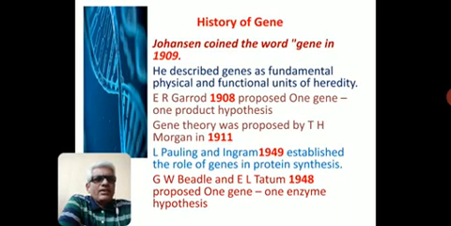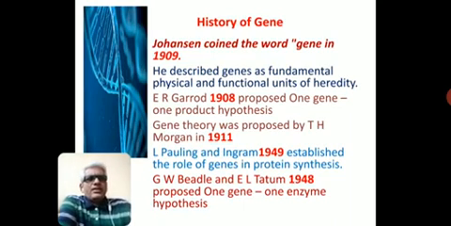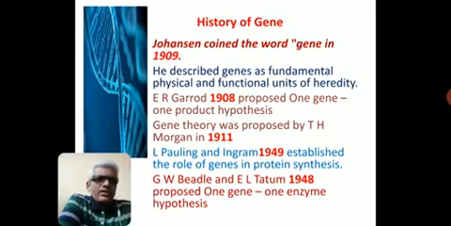In 1911, T.H. Morgan studied the gene theory, and later, coming towards the latter half of the 19th century, in 1948 and 1949, Pauling and Ingram established the role of genes in protein synthesis, and Beadle and Tatum proposed the one gene, one enzyme hypothesis.